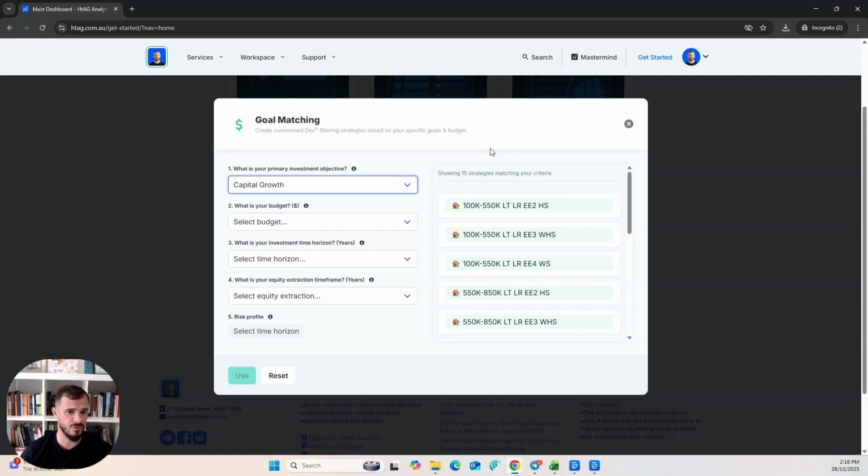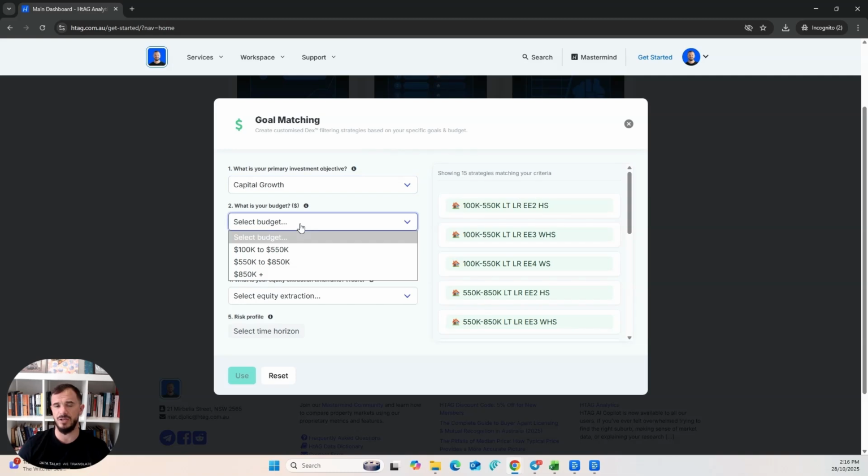The next thing that we do is determine our budget, and usually this comes down to how much you've been pre-approved for or how much you are willing to spend. Now, the reason why the budget is separated into different segments, for example, 100K to 550, then 550 to 850 and 850 plus, is because each of these price segments actually produces a different set of indicators and metrics related to it to increase precision.